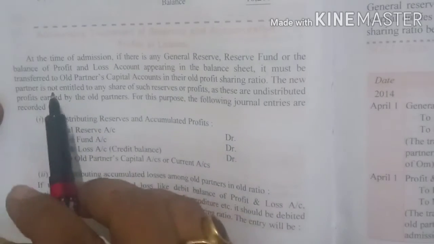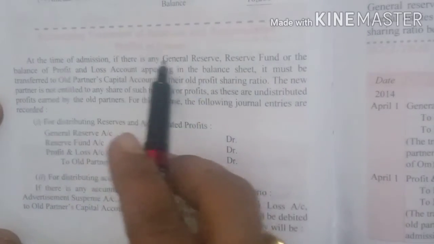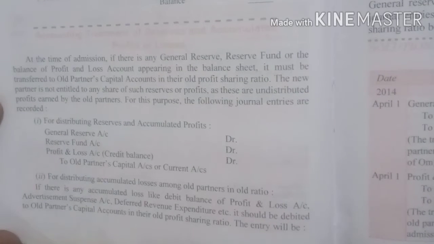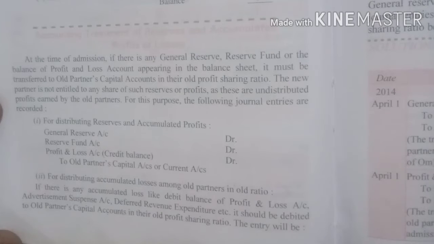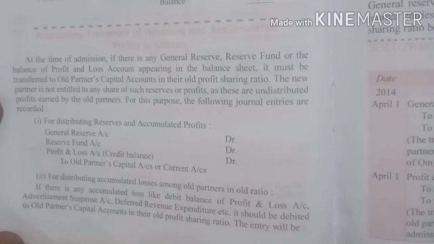Now in this part we will understand the accounting treatment of reserves and accumulated profit or losses. Now what is reserves? You must have seen on the balance sheet, on the liabilities side, reserves and surplus, or journal reserve. Now this reserve will be transferred to old partners in their old profit sharing ratio at the time of closing of the venture. That means when a new partner is admitted.